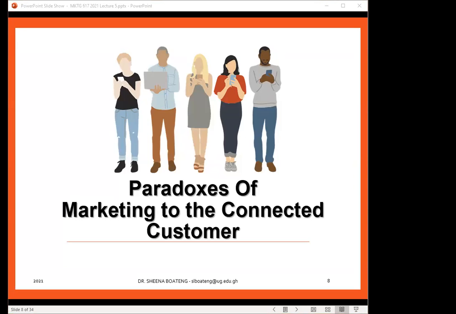So because of that, we are going to discuss what we refer to as the paradoxes of marketing to the connected customer, which looks at how connectivity has affected the customer and how it has in turn affected our activities as e-marketers, and how we can respond at the primary level to some of these paradoxes that have occurred as a result of enhanced connectivity between us and our customers.